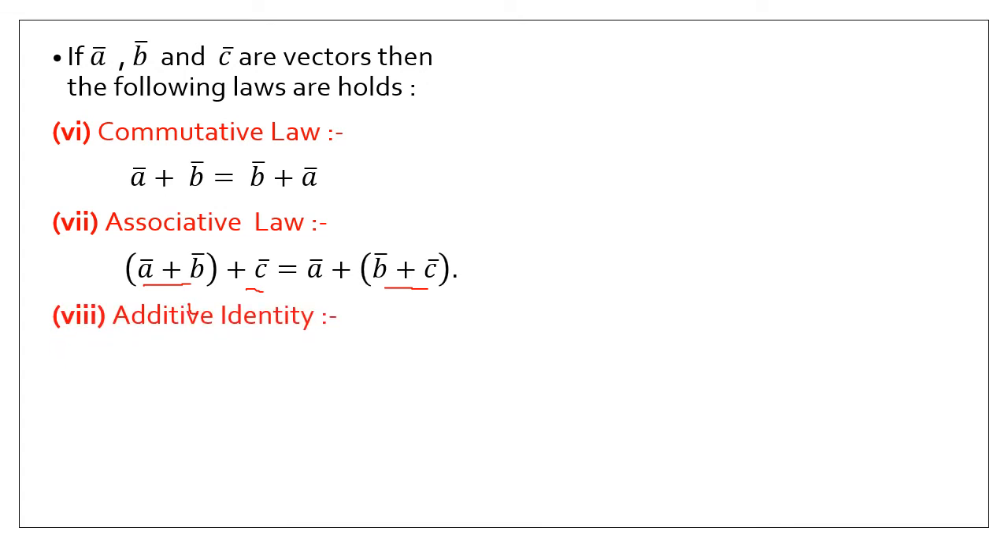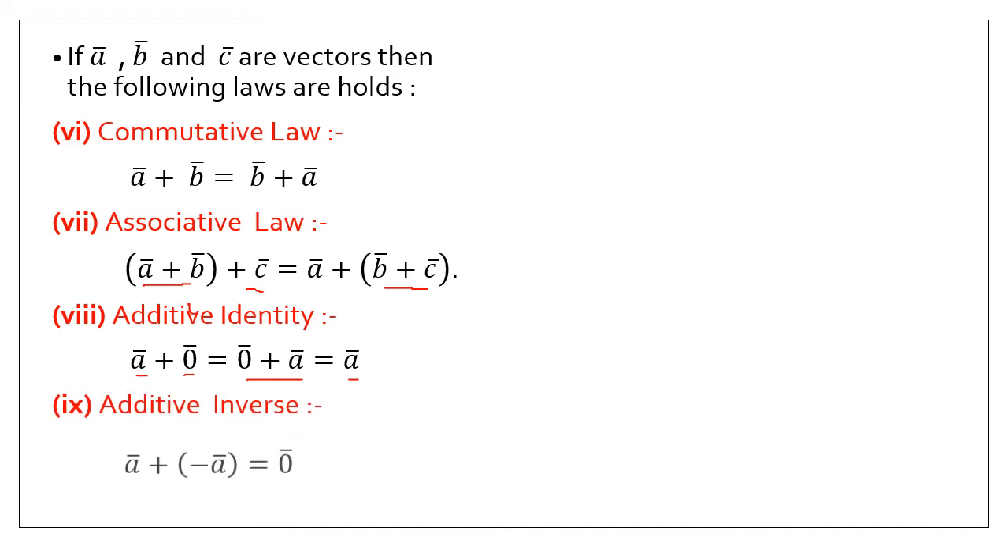Next is additive identity. That is, if we add a 0 vector to the vector A bar, which gives us A bar itself, which is equal to 0 bar plus A bar, means 0 is the additive identity. Then additive inverse. If we add A bar and its negative vector, then we will get 0 bar. So minus A bar is the additive inverse.